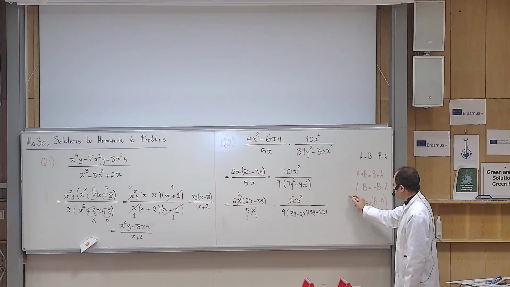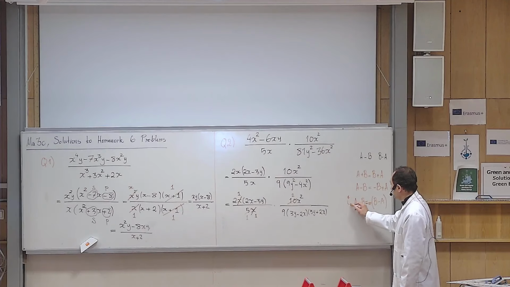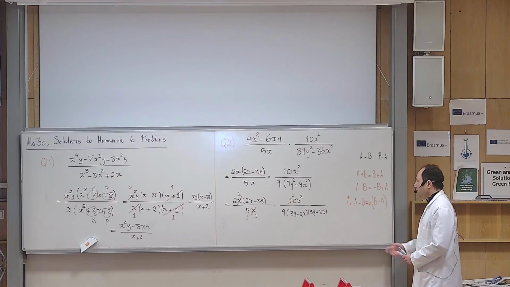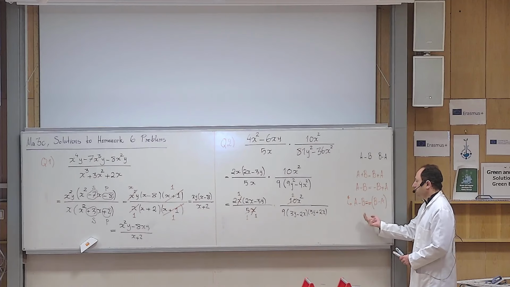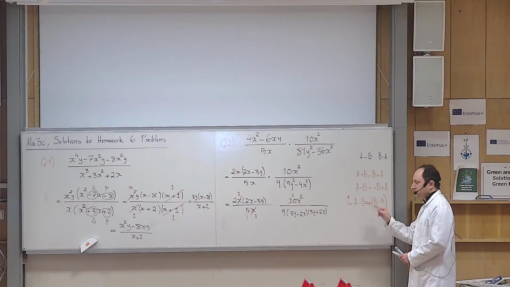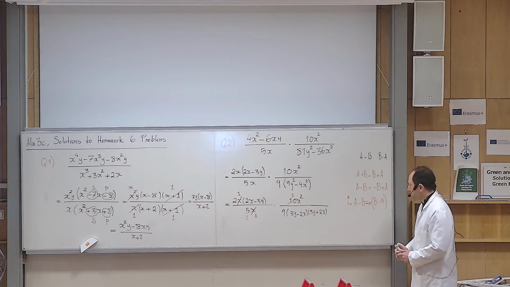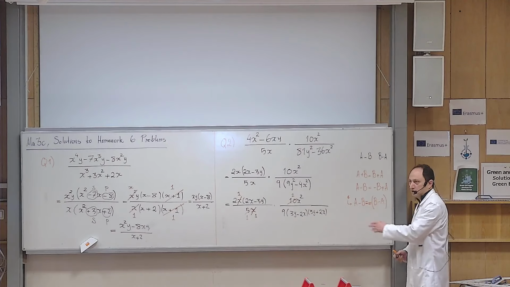Okay, so let me put a star here, because usually we need this trick. Whenever you have A minus B, but you want it the other way around, remember to factor a minus sign out.